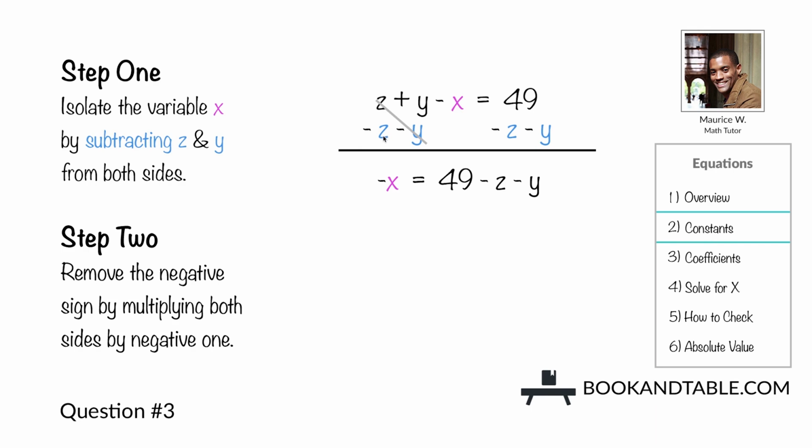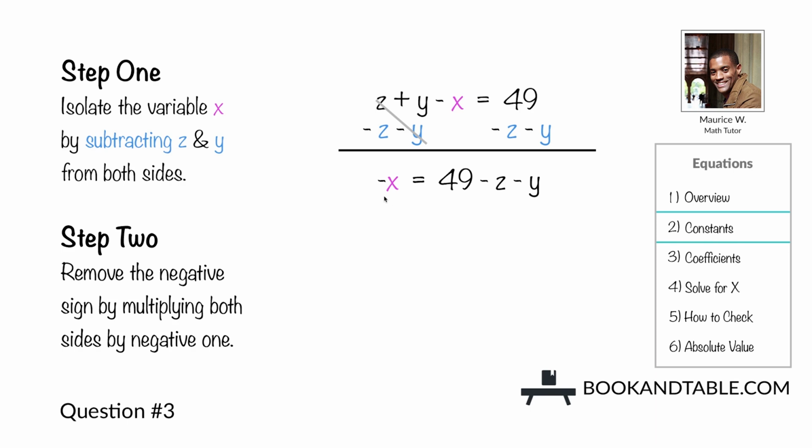Z minus z would be 0, y minus y would be 0, leaving us with just negative x on the left side. Keep the equation balanced by subtracting z and y from the right side as well. So that leaves us with negative x is equal to 49 minus z minus y.